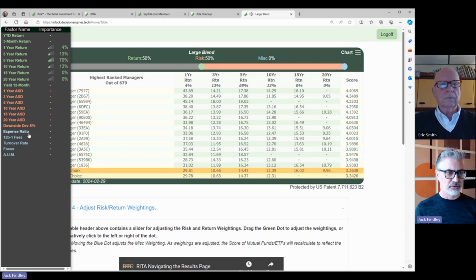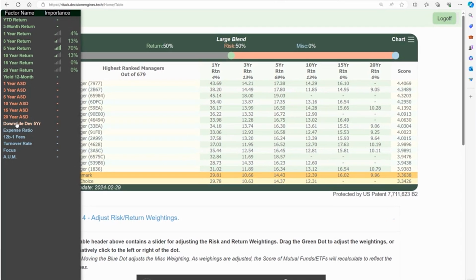So the next set is in red. What's the difference between the green and red here? Well, the ones that are sort of orangey red are volatility measures.